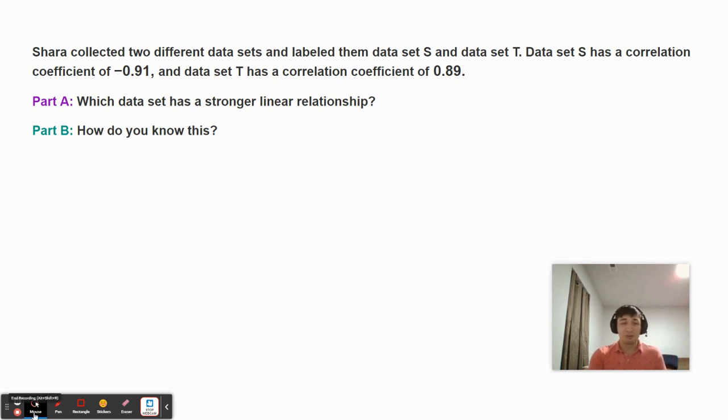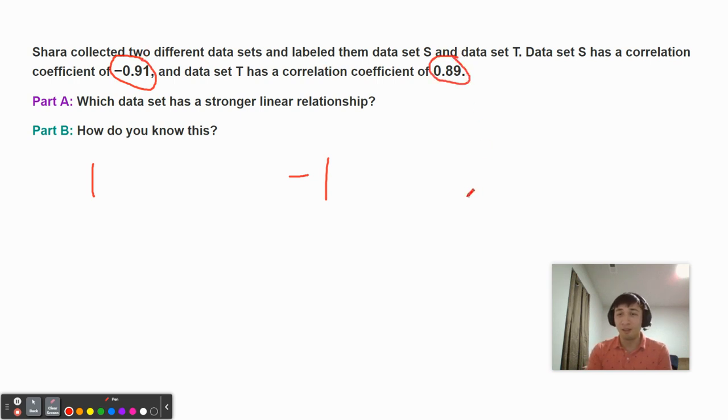So, when we're talking about a strong linear relationship, the stronger the linear relationship, the closer the correlation coefficient is to either 1 or negative 1, one of those two things. So what we want to look at is how far away each of these, this negative 0.91 and this 0.89, are from the nearest of these 2 points.